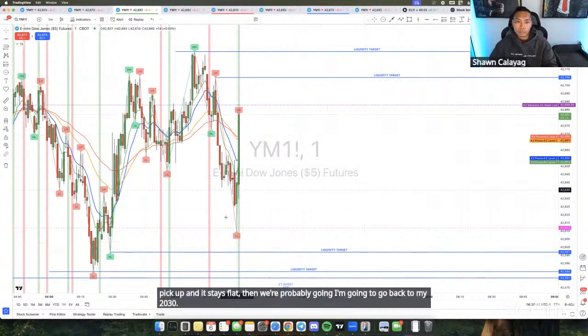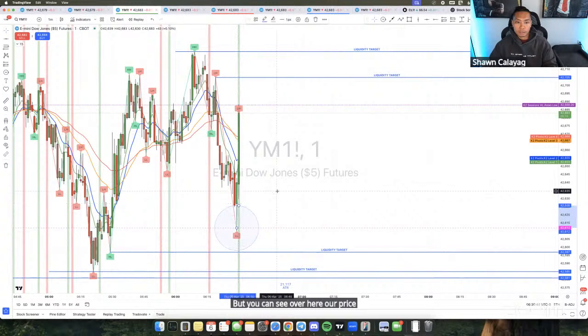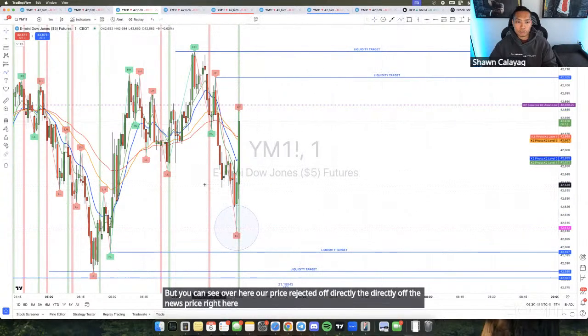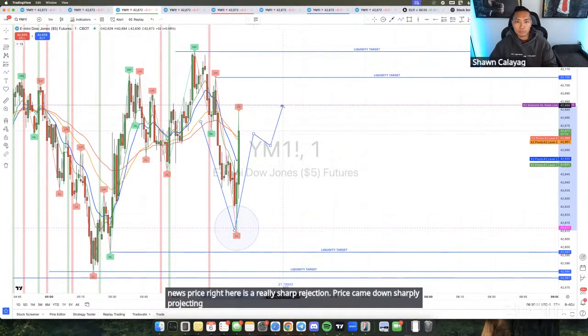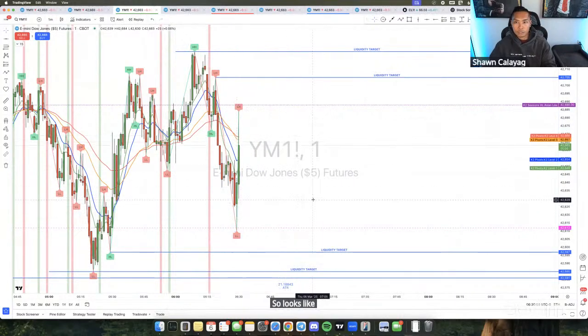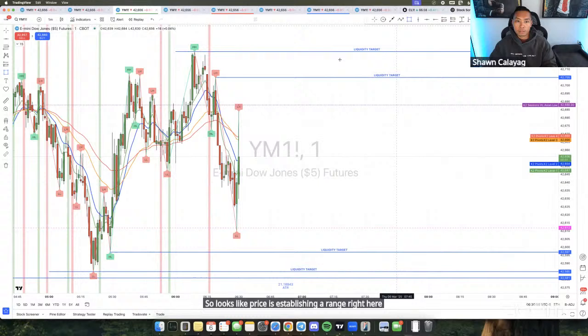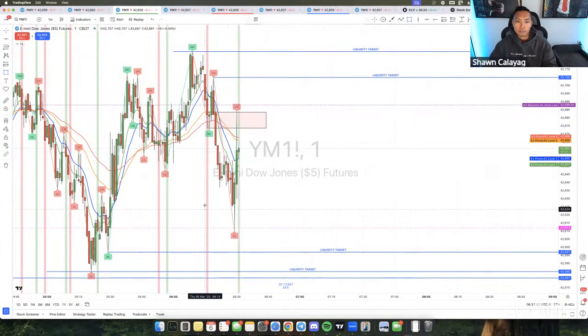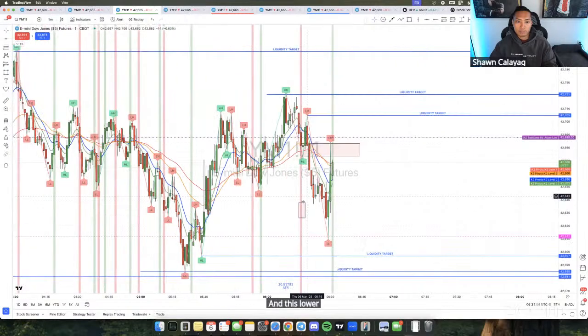You can see over here that price rejected directly off the news price right here with a really sharp rejection. Price came down sharply, rejected directly off it, and is pushing back up to the sessions right there. So it looks like price is establishing a range between this upper area and this lower area right here. We'll see what happens when market opens up.